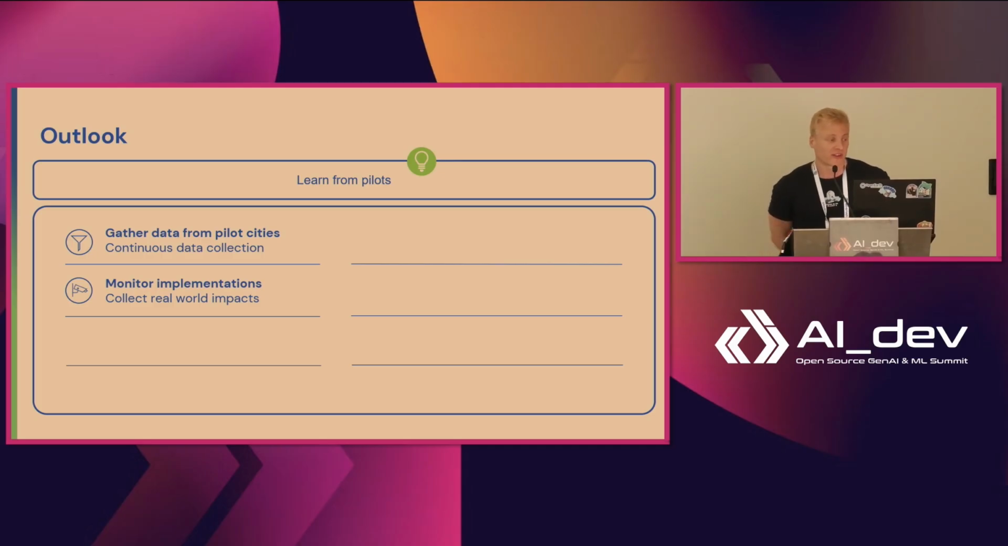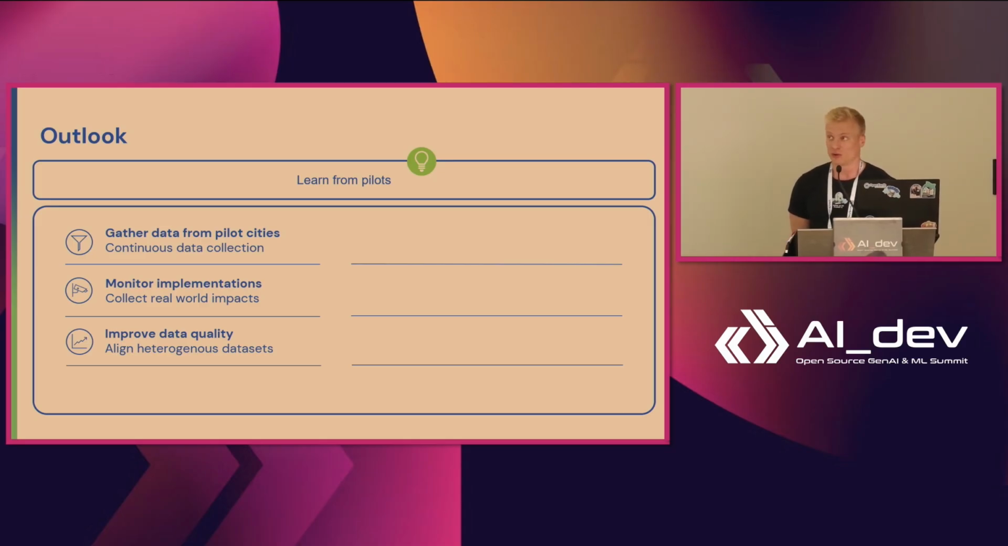The second thing is that we are monitoring the implementation. So we know their inventories because they use our platform to create the inventories. And then we see which actions they are implementing, so we can also over time monitor how this has an effect on the inventories, which is additional data we can use. Based on this, we have to improve our data quality. I already said we have a lot of heterogeneous datasets currently, so we just have to make sure to align them more to make them more homogeneous.